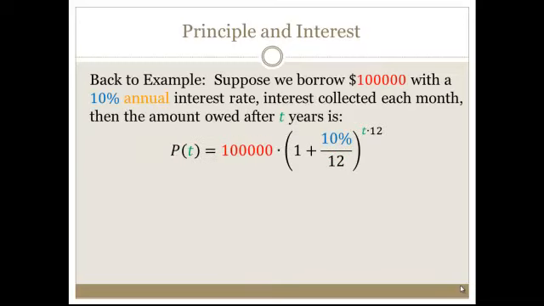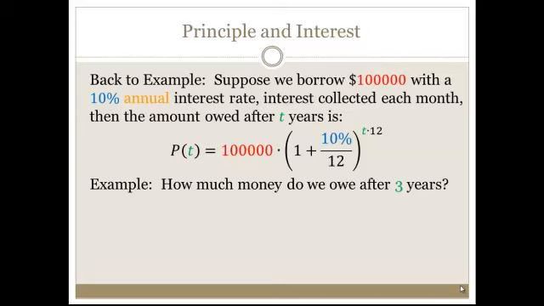So we found that if we borrow $100,000 with a 10% annual interest rate, with interest collected each month, or compounded each month, then the amount owed after t years is P of t equals 100,000 times 1 plus 10% over 12 to the t times 12.